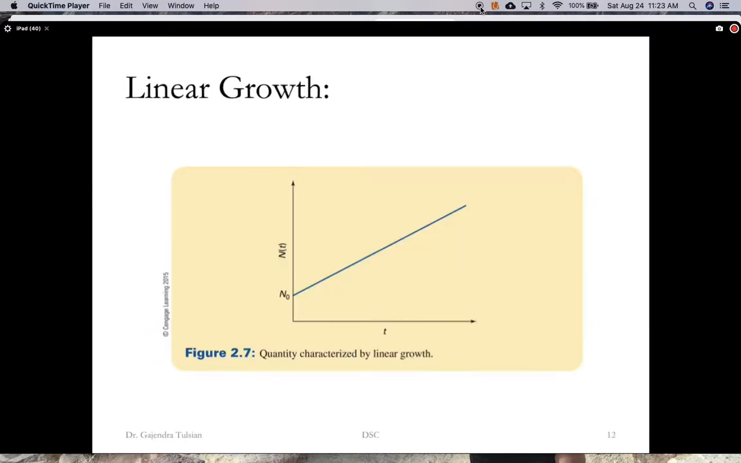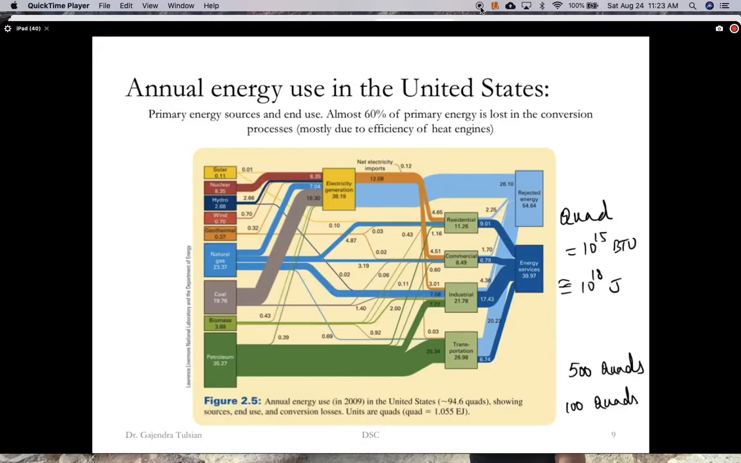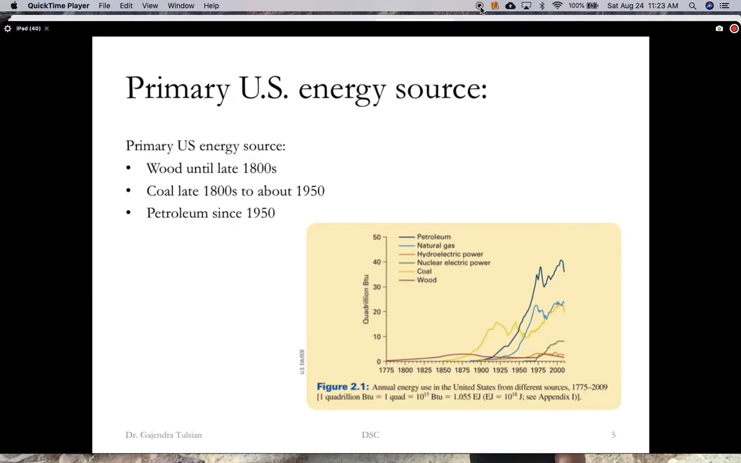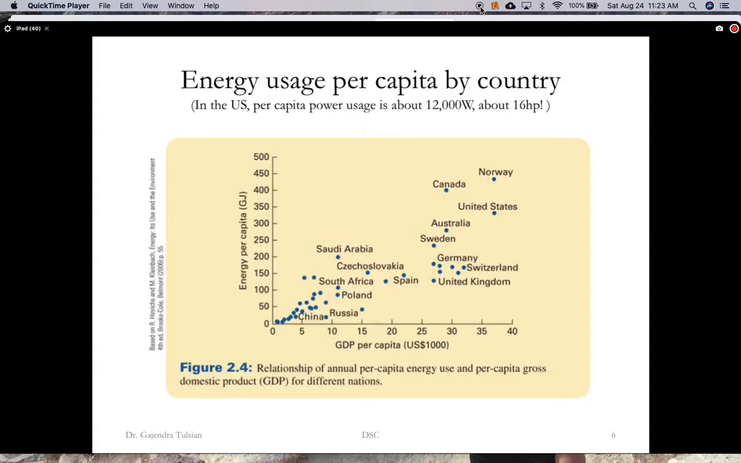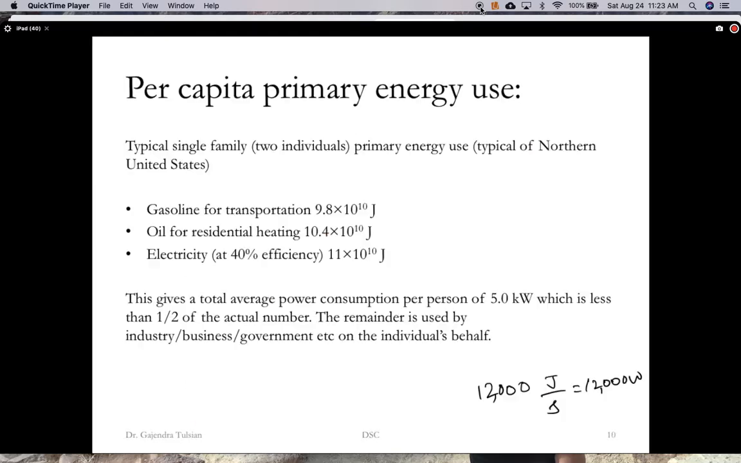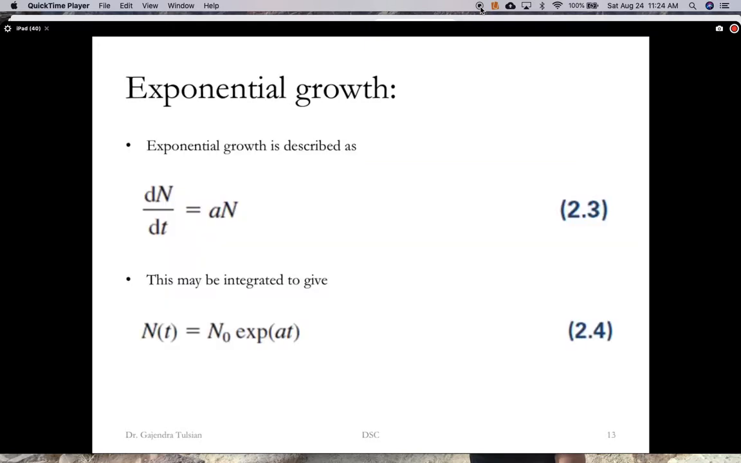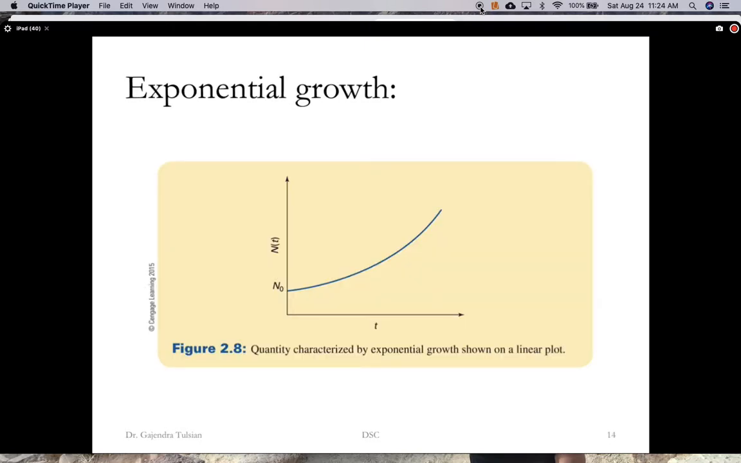So for instance, you saw that when we were looking at energy use. Initially, when a new energy source comes online, it grows exponentially as we learn how to harness it more and more efficiently, and as the supply is available. So there again, this is linear growth, and this is exponential growth.